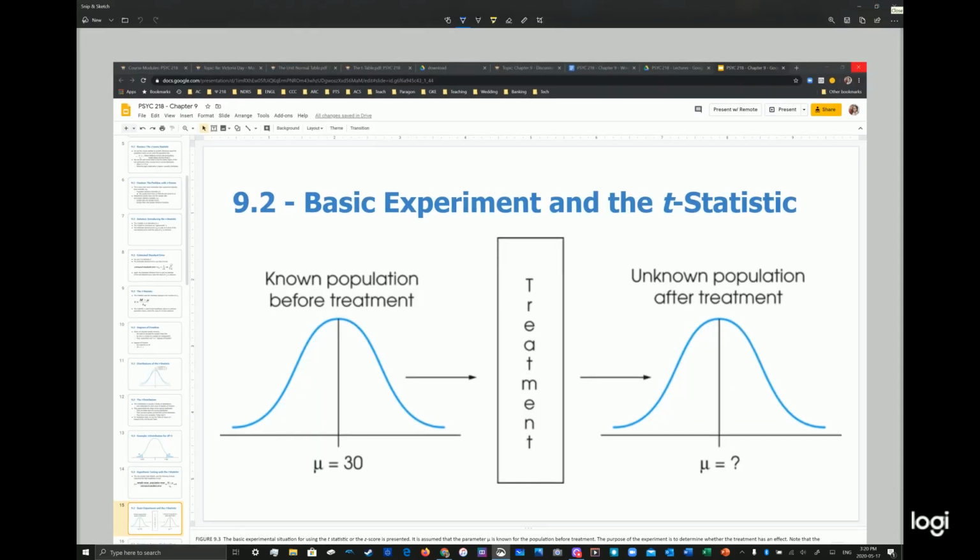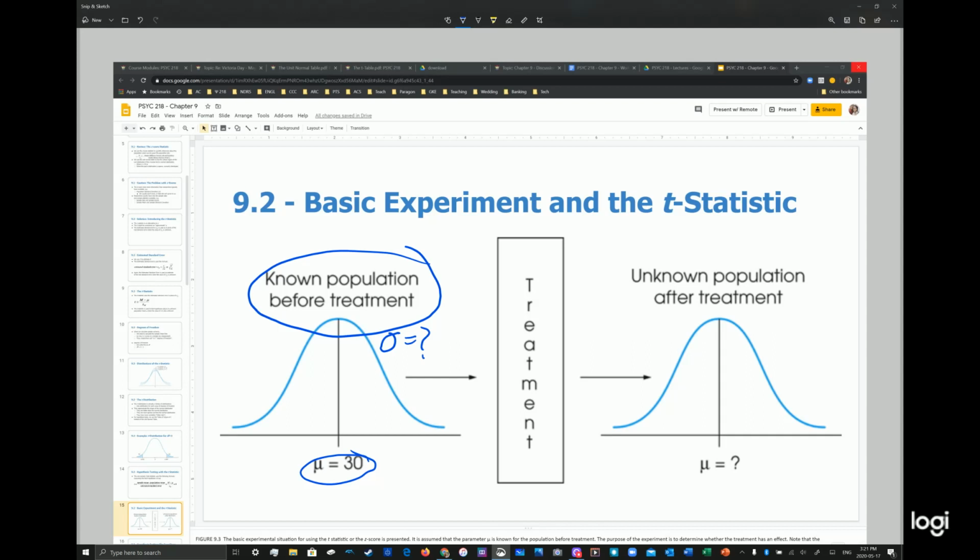So here's what the comparison would look like. Here we have a known population before the treatment. So that's basically everybody before the testing was done, before we do the hypothesis testing, before we do any research. So let's say we're working with a distribution where we happen to know the population mean, but we don't know what the population standard deviation is. We somehow don't know.